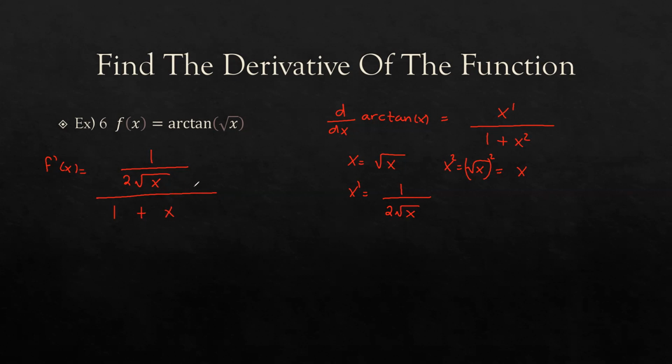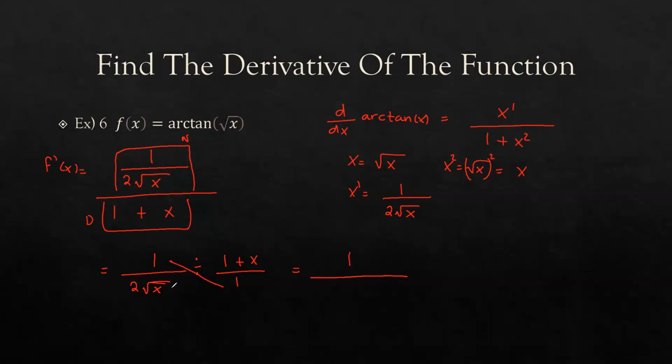And now we have a complex fraction. So this is your numerator, and this whole thing is your denominator. So let's rewrite this as 1 over 2 radical x divided by 1 plus x over 1, and then cross multiply. So this is 1 times 1 is 1, and then it's 2 radical x times 1 plus x. And this is it. This is the most simplified it can be.